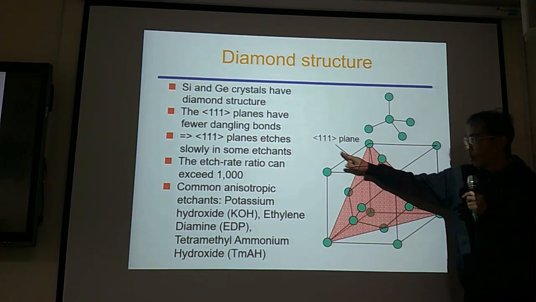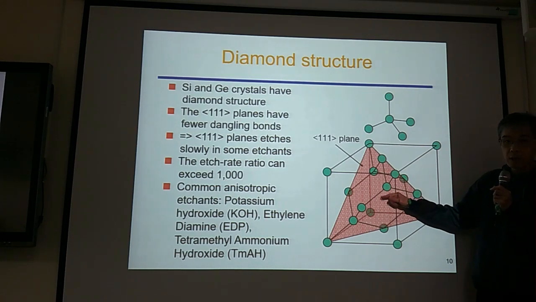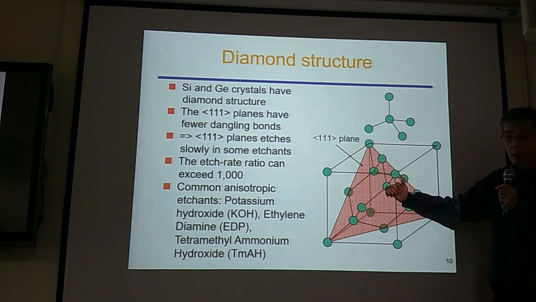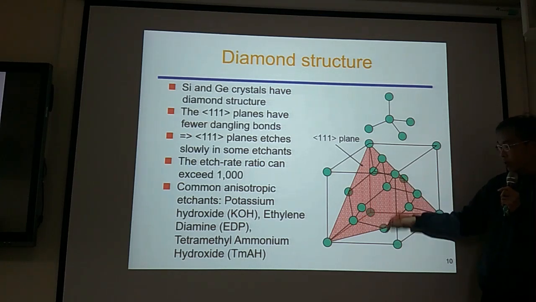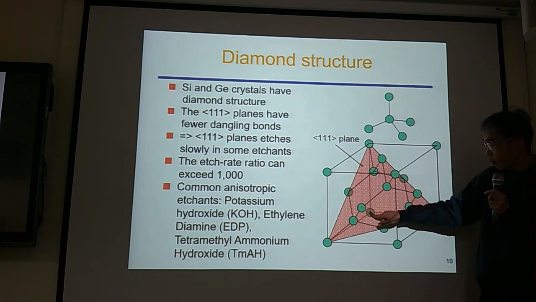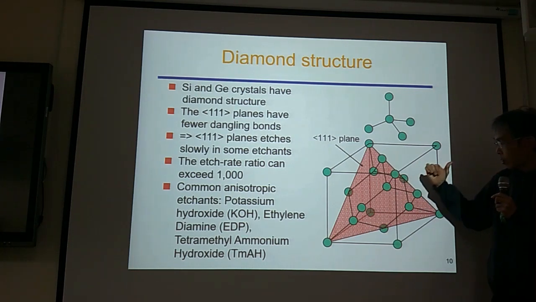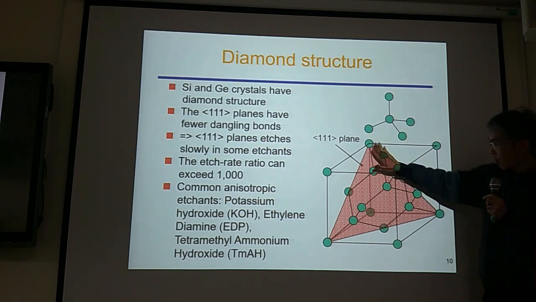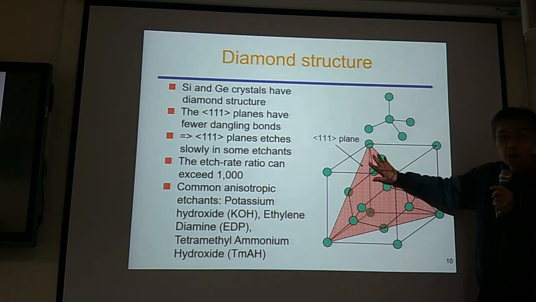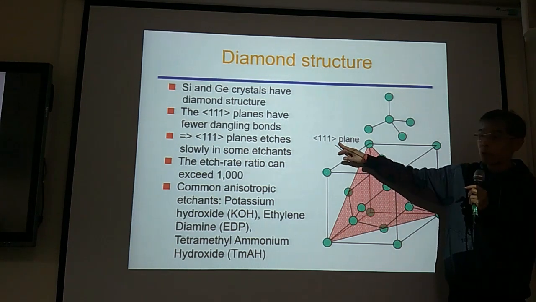So we call this one the 111 plane, because the normal vector to this surface, the vector perpendicular to this surface, is the vector 1, 1, 1. See, this is the origin. From the origin, we have a vector going in the 1, 1, 1 direction. This 1, 1, 1 vector is normal, meaning perpendicular, to this surface. So we call this surface the 1, 1, 1 surface or 1, 1, 1 plane.